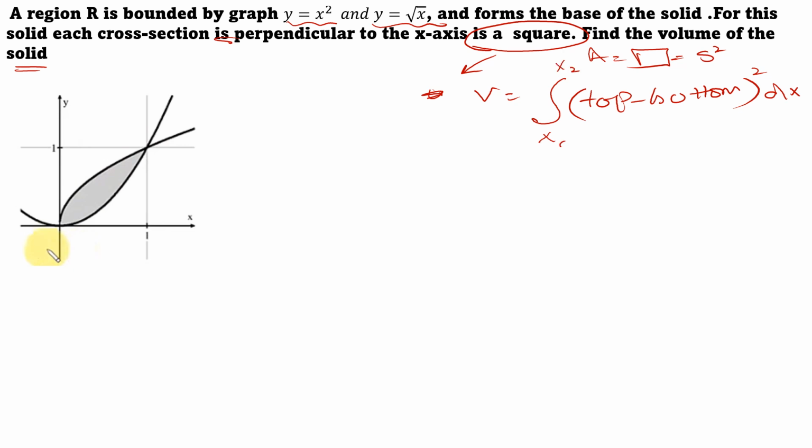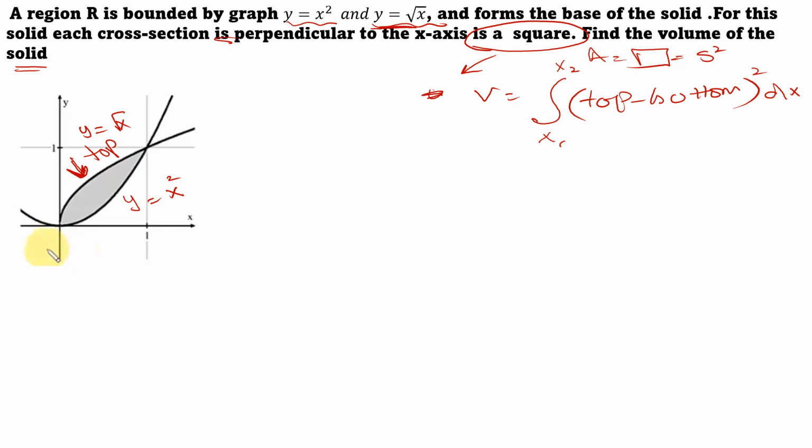Okay, so here you know that this is the top graph, and if you look here, it is actually y equals root x. So y equals root x is the top, whereas the bottom is y equals x square. Now if you have a problem in understanding, then you can graph it using the graphic calculator to ensure which equation is on the top and which one will be the bottom curve.